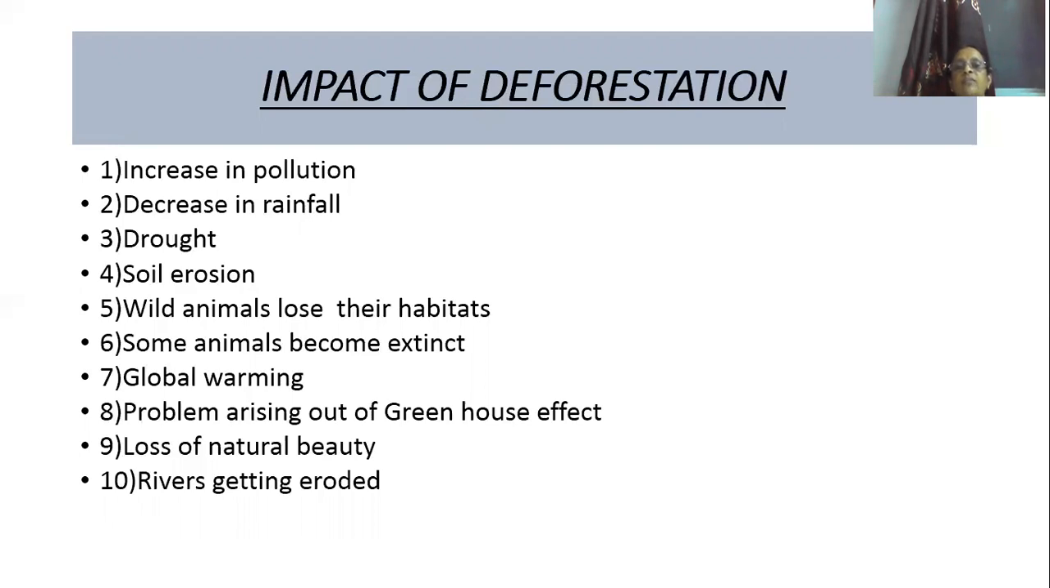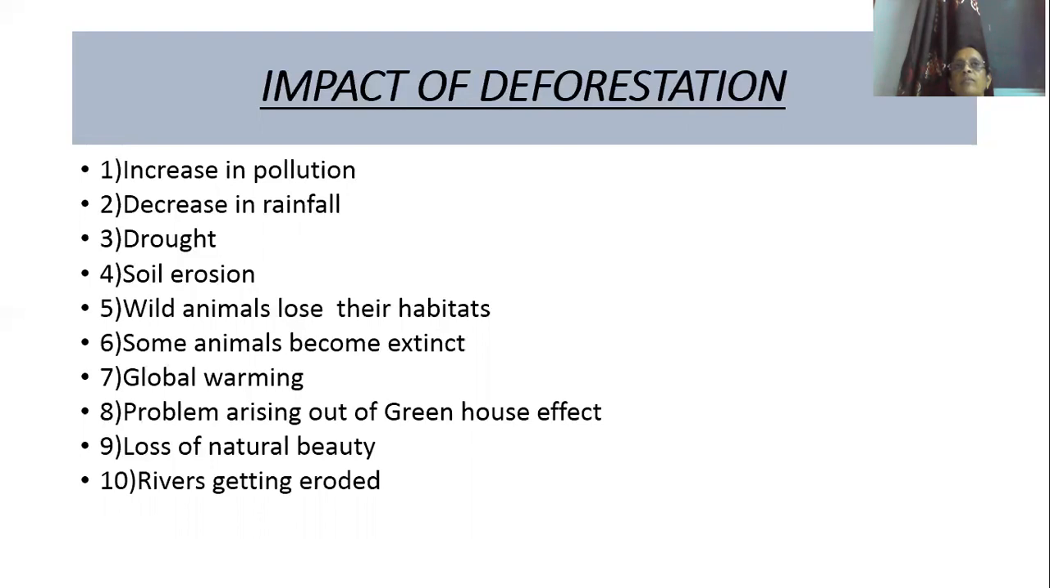Then wild animals lose their habitats. That means forest is the home of animals. Now forest is not there. That is why most of the animals have lost their homes. Majority of the animals are in sanctuaries, national parks, and reserves, etc. Then some animals become extinct. Extinct means some of the animals are going to disappear from the earth within 5 years. Such animals are called extinct.